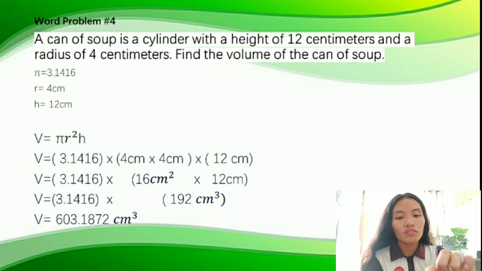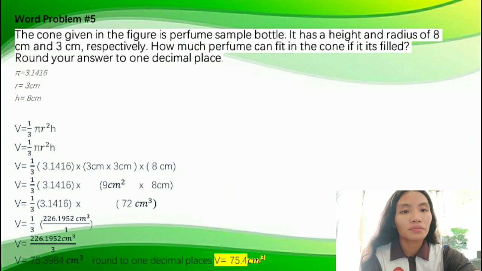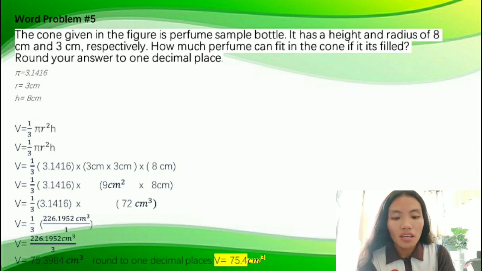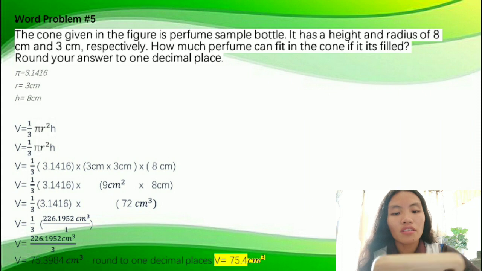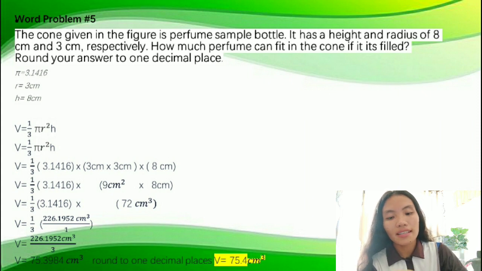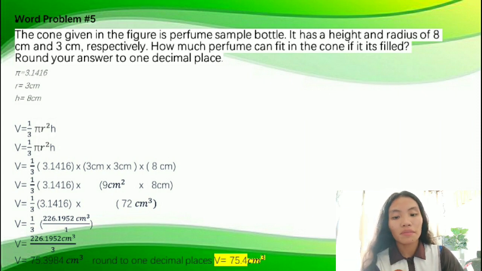Okay, then down to word problem number 5, which is: the cone given in the figure is a perfume sample bottle. It has a height and a radius of 8 centimeters and 3 centimeters respectively. How much perfume can fit in the cone if it is filled? Round your answer to 1 decimal place.